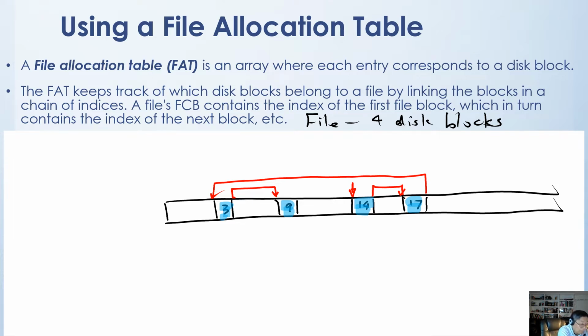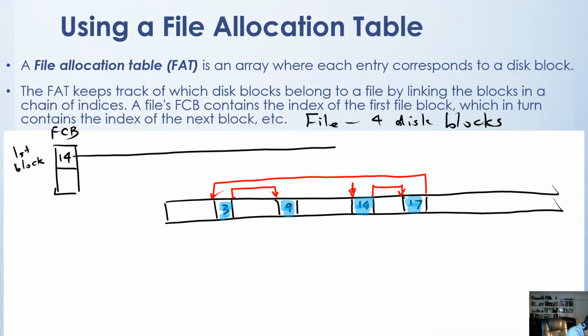Now, the information of the first block is stored in the file control block. In this case, it's 14. Of course, the file control block contains other attributes such as the length of the file, the protection information of the file, and other information. So the first block is 14. It's pointing to 14. That was the example we just discussed.